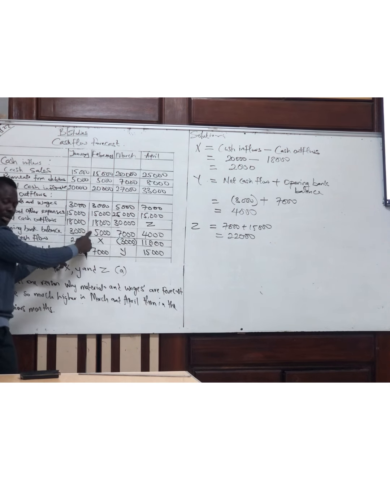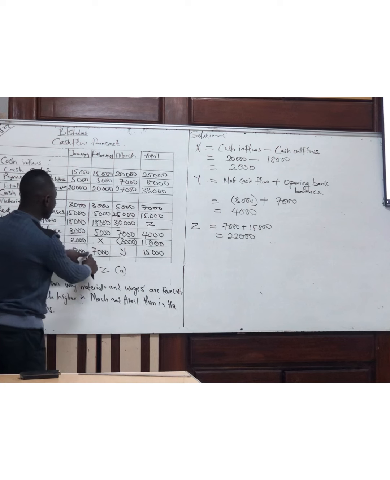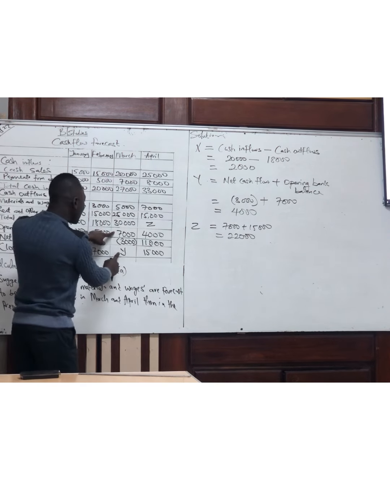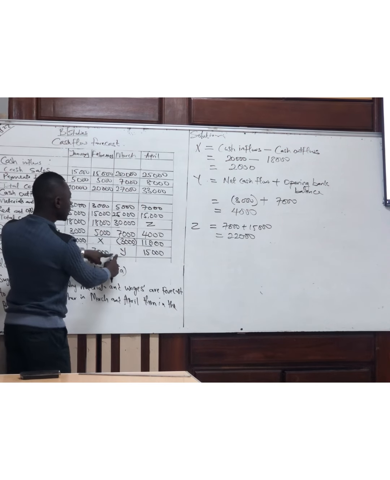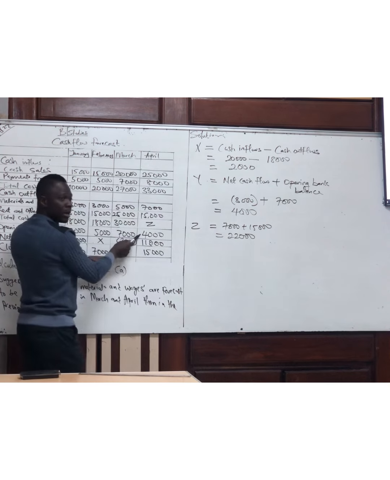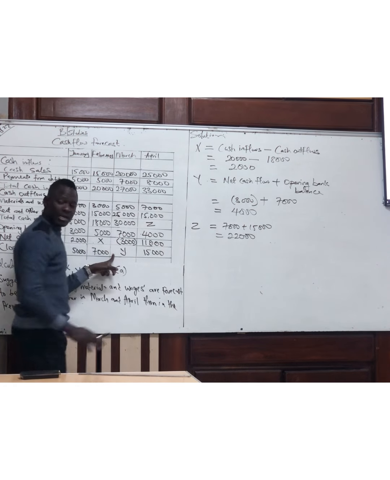Then that becomes our opening bank balance in February. The closing bank balance in February is 7,000. It becomes our opening bank balance in March. The closing bank balance in March, which is 4,000, is our opening bank balance here. Do you see that it's correct now? Yes.